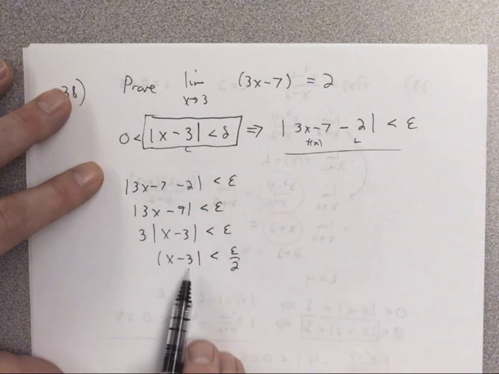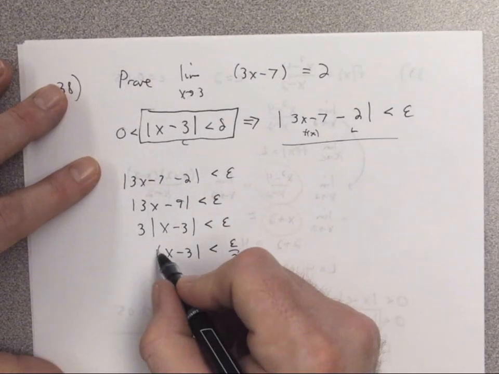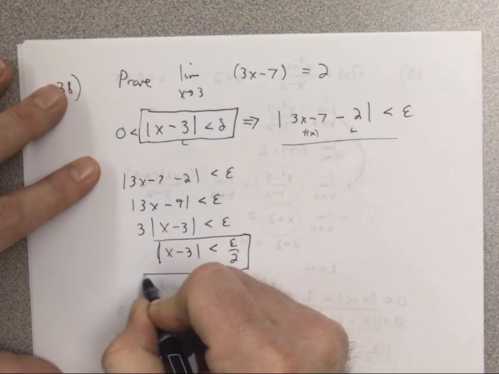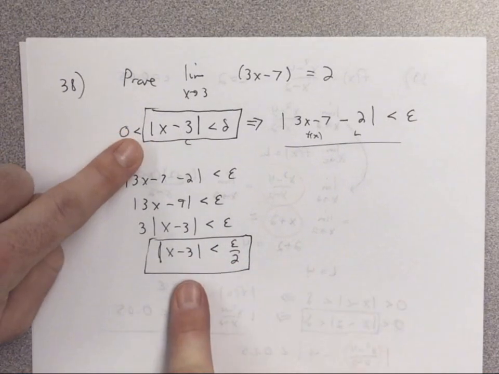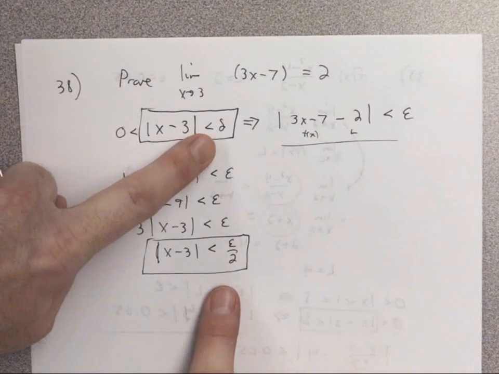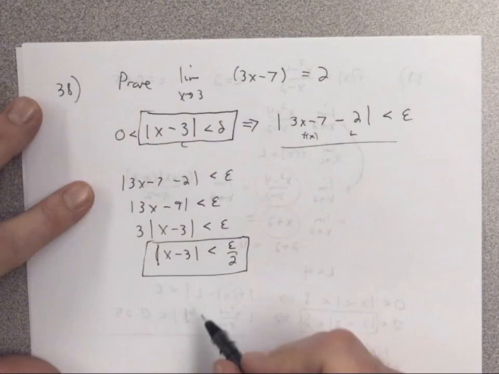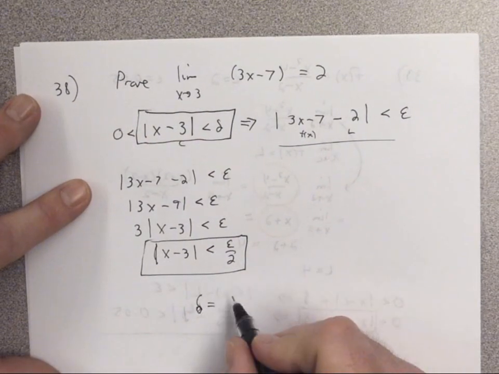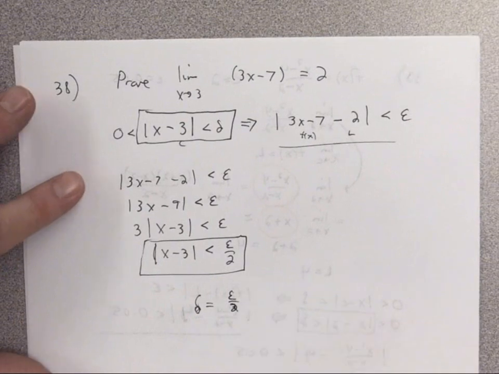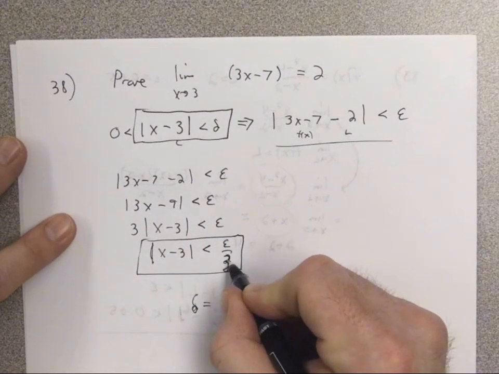So since this expression and this expression are the same, right? You guys agree they're the same? The left-hand side is the same? So if the left-hand side is the same, then the right-hand side has to be the same, right? So what's delta? Epsilon over 2. Over 3, you're right. Epsilon over 3.